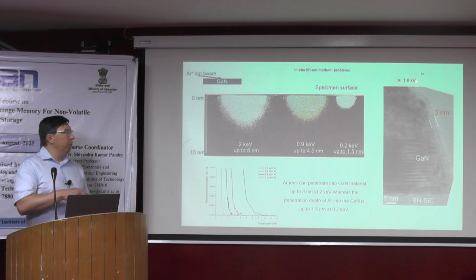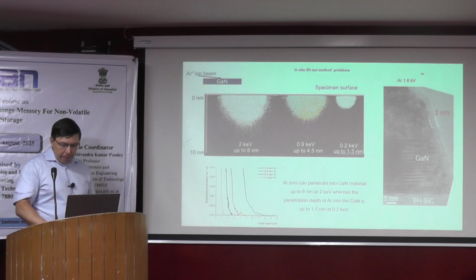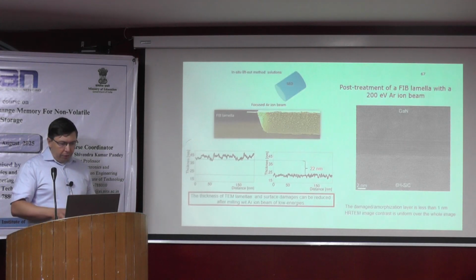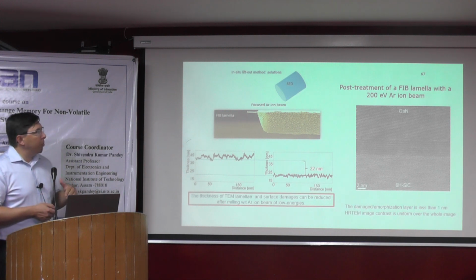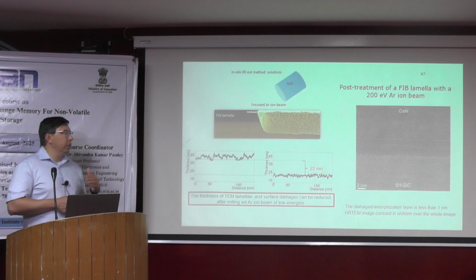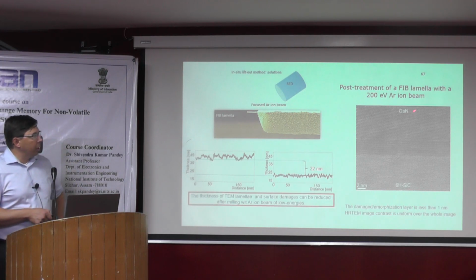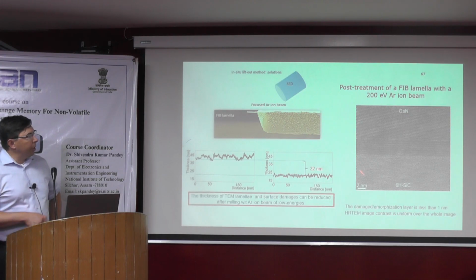It was argon ion beam, 5.6 kiloelectron volt, and if we even further reduce the ion beam energy of the argon ion beam to 200 electron volt, then we can get even better results. So we can get samples with very little amorphous layer.